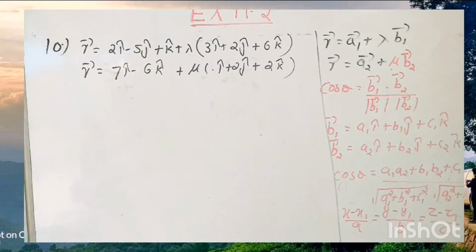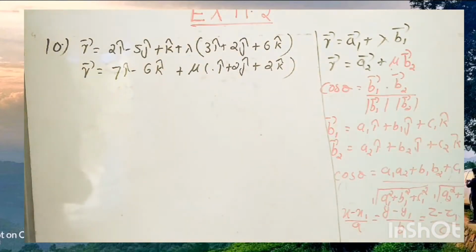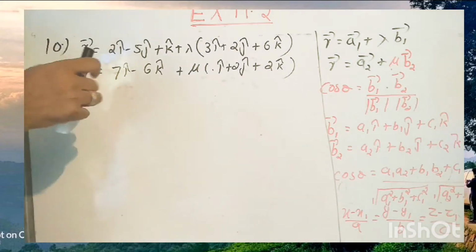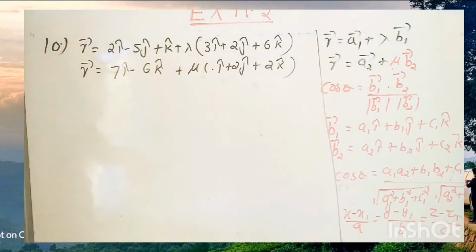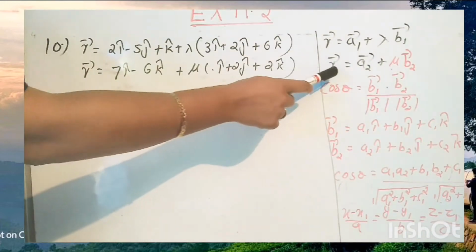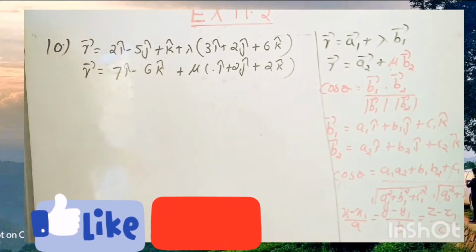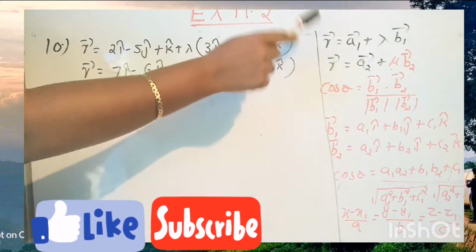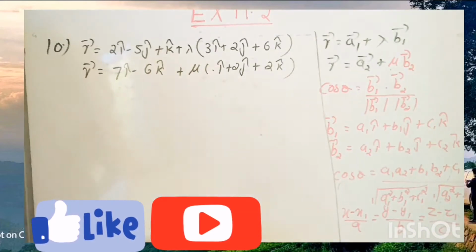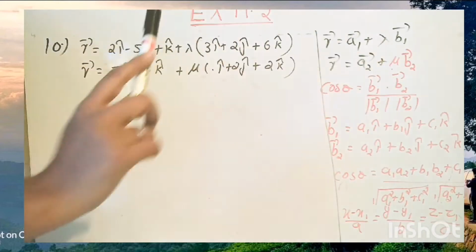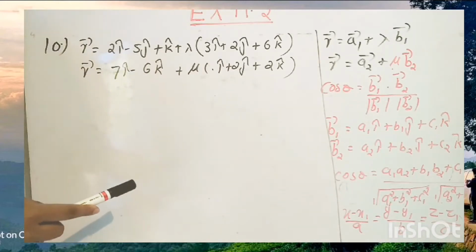So the equation of lines is given, and we need to find out the angle between these two lines. The first one is in the form a1 vector plus lambda b1 vector, and the second one is in the form a2 vector plus mu b2 vector. And if the vector equation of two lines is given, then cos theta is b1 vector dot b2 vector divided by magnitude of b1 vector into magnitude of b2 vector.